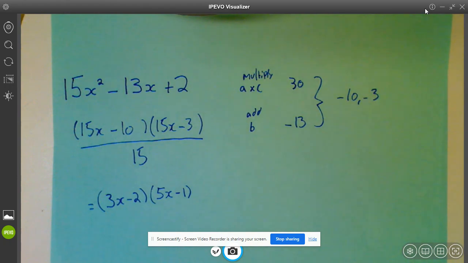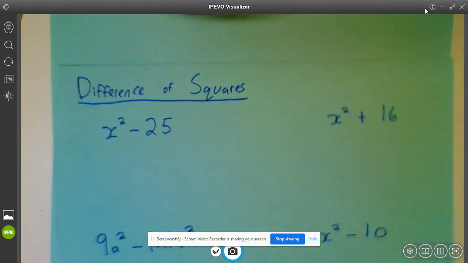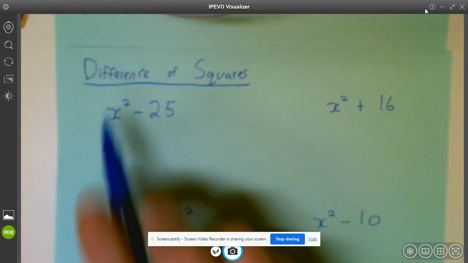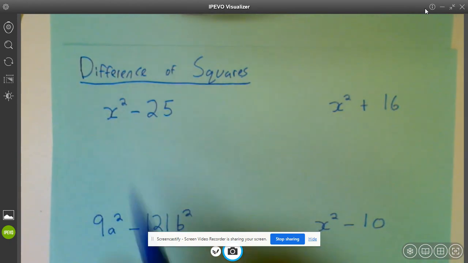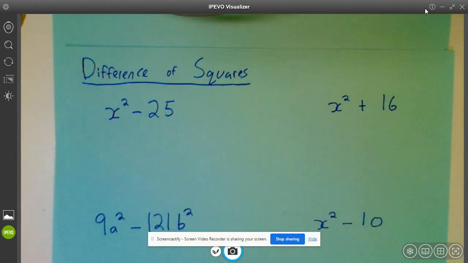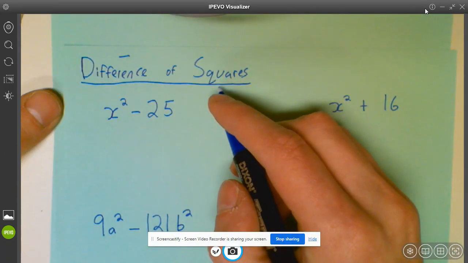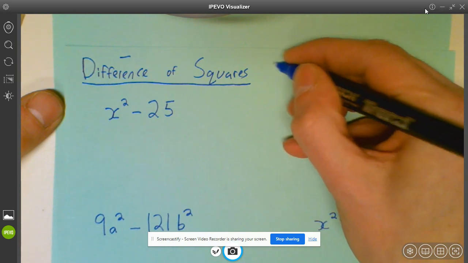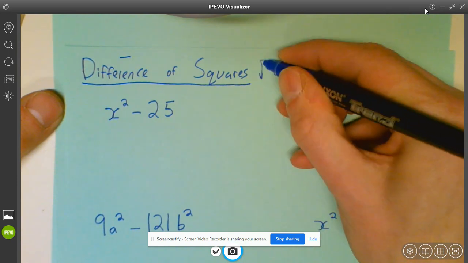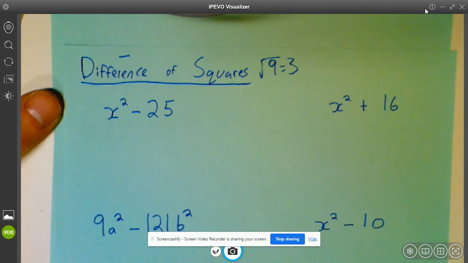The last kind of factoring method I'm going to talk about in this video is what we call a difference of squares. So in math, difference means subtraction. If you want to find the difference between two people's ages, for example, you would subtract them. So difference means minus. Square means a perfect square, something that I can take a square root of with no decimal. So for example, 9 is a perfect square because the square root of 9 is 3.